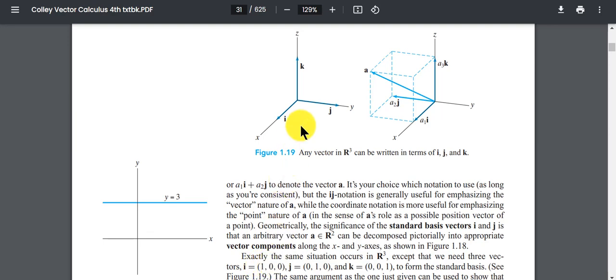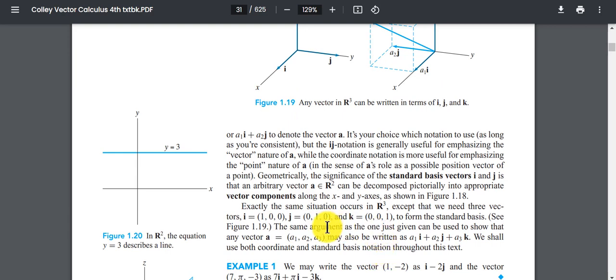So what does that mean? It goes 1 unit in the x direction, 0 units in the y direction, and 0 units in the k direction. So it's 1, 0, 0. And then for j, we have to say it's 0 units in the x direction, but 1 unit in the y direction, but 0 units in the k direction. So that's 0, 1, 0, and then k is 0, 0, 1. So we can do that.